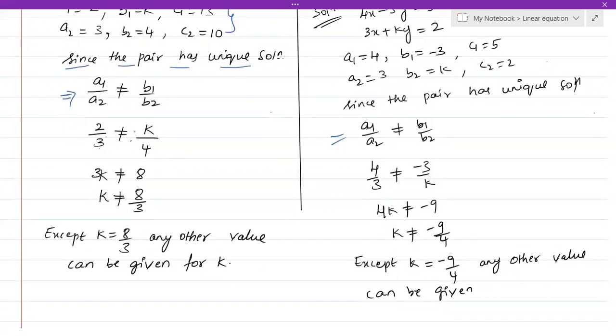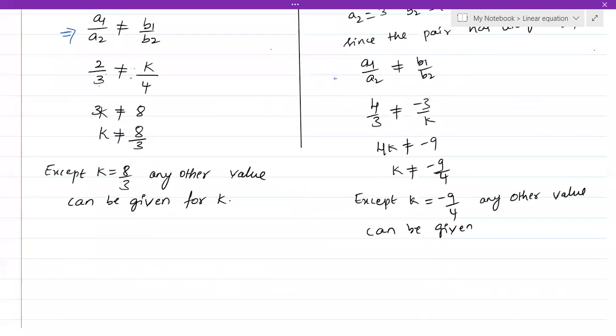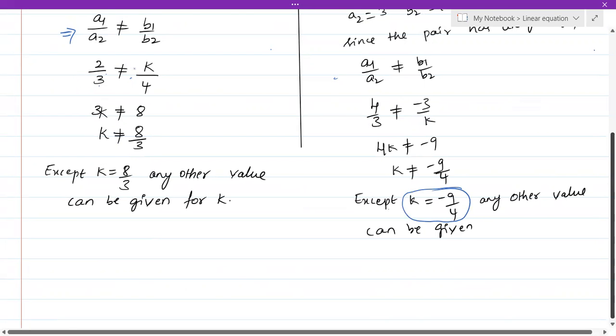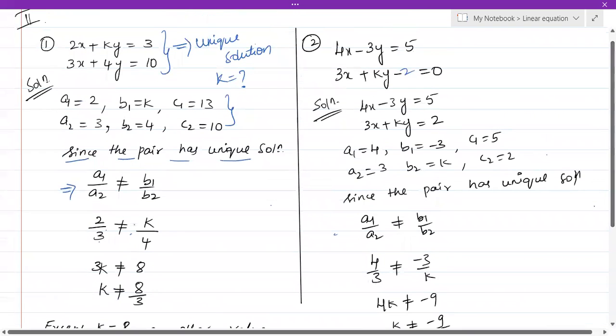A1 by A2 is not equal to B1 by B2. Take that, substitute the values, cross multiply. What we have got is K not equal to minus 9 by 4. Meaning, except K equal to minus 9 by 4, any other value for K can be given. Okay, so let's solve some more problems.